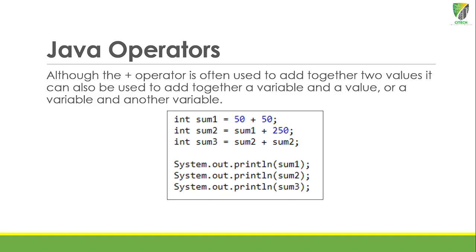And in sum3, int sum3 is equal to sum2 plus sum2. We are adding two variables. So in Java operators, we accept variable plus variable, value plus value, or variable plus value, and vice versa.